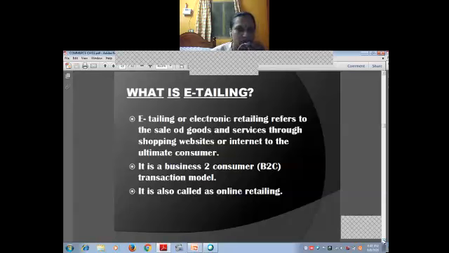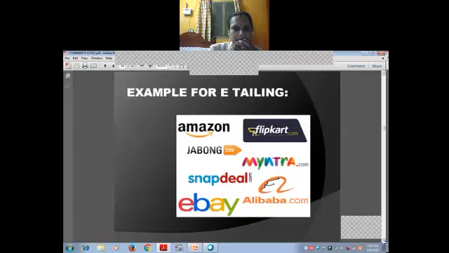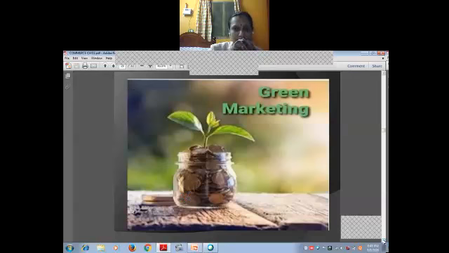E-tailing or electronic e-tailing refers to the sale of goods and services through the shopping website or internet to the ultimate consumer. So, e-tailing also like Amazon, like that. It is a business to consumer transaction model. It is also called as online retailing. See, online retailing only we are telling that e-tailing. Okay. So, you can see so many e-tailing: Amazon, Flipkart, Myntra, Snapdeal, like that. Okay. So this and all you know very well. Nowadays we are using more, that is e-tailing.